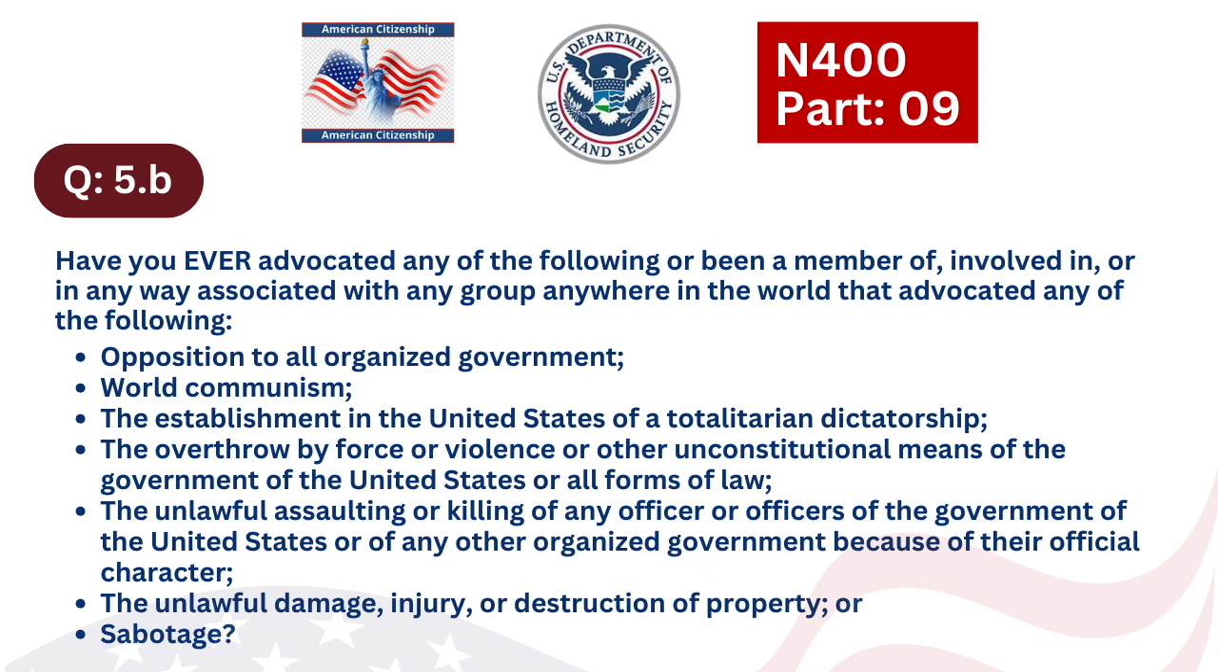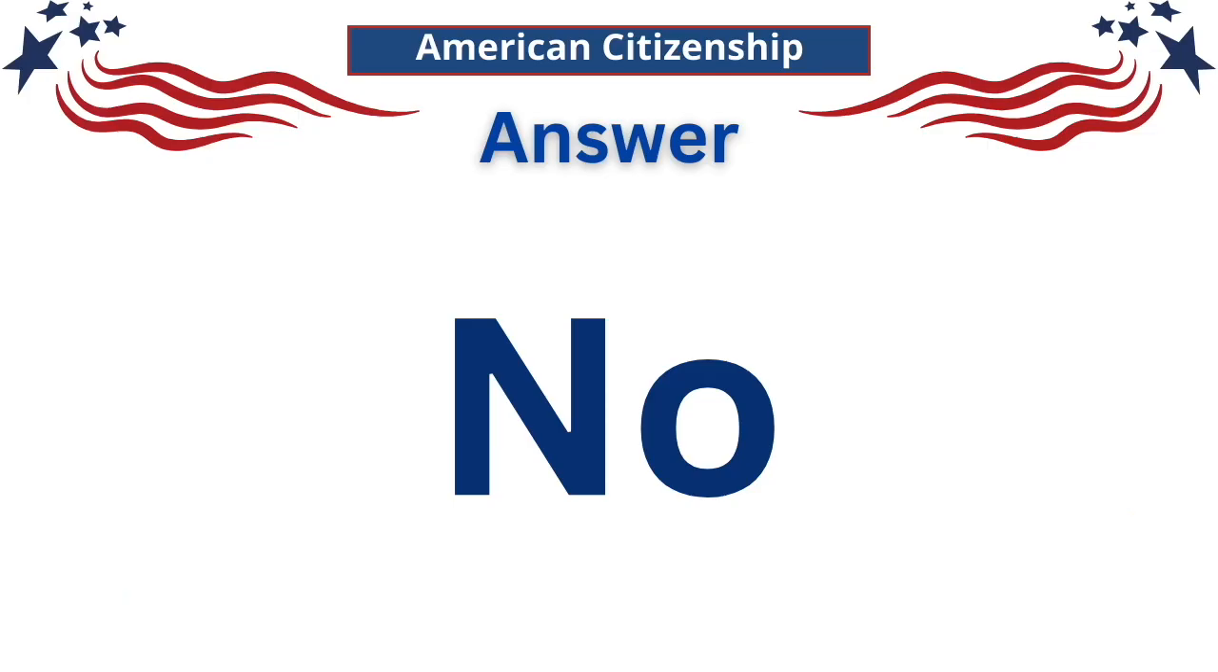Have you ever advocated any of the following, or been a member of, involved in, or in any way associated with any group, anywhere in the world, that advocated any of the following? Opposition to all organized government. World communism. The establishment in the United States of a totalitarian dictatorship. The overthrow by force or violence, or other unconstitutional means of the government of the United States, or all forms of law. The unlawful assaulting or killing of any officer or officers of the government of the United States, or of any other organized government, because of their official character. The unlawful damage, injury, or destruction of property. Or sabotage. No.